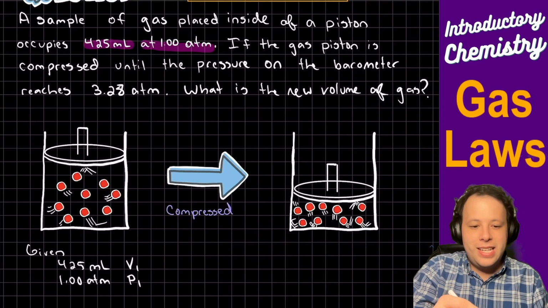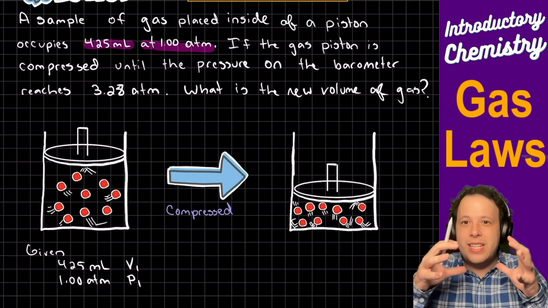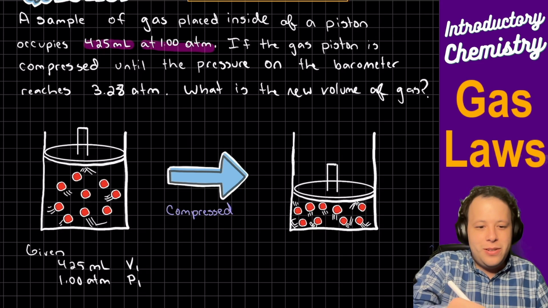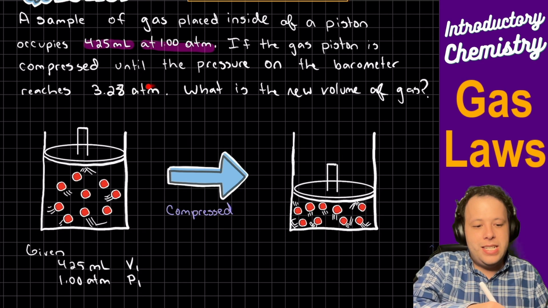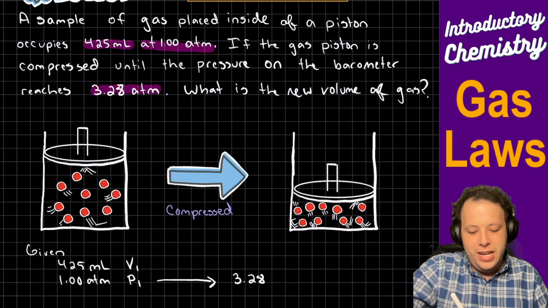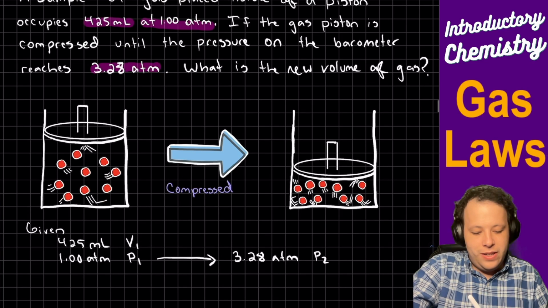Now it mentions that the gas in the piston is compressed. You can see it coming really close together. It's like the example I gave: if I push on a balloon, what's going to happen? When it compresses, it says the pressure reaches 3.28 atmospheres. So as the pressure changes to 3.28 atmospheres, you see that pressure is increasing.